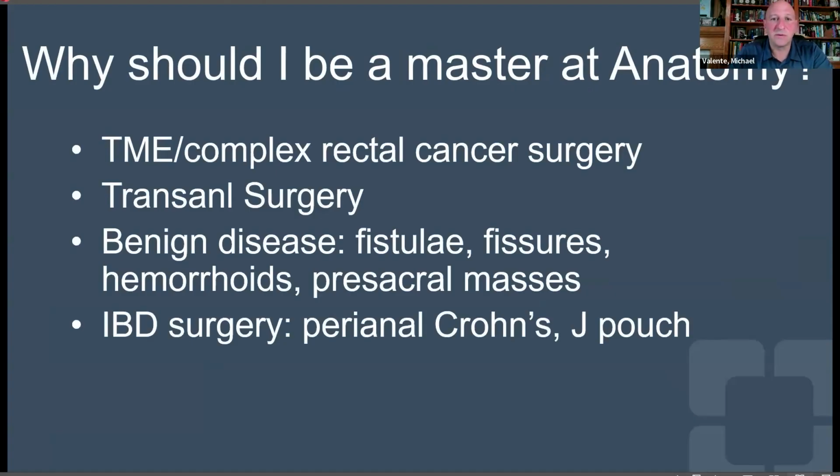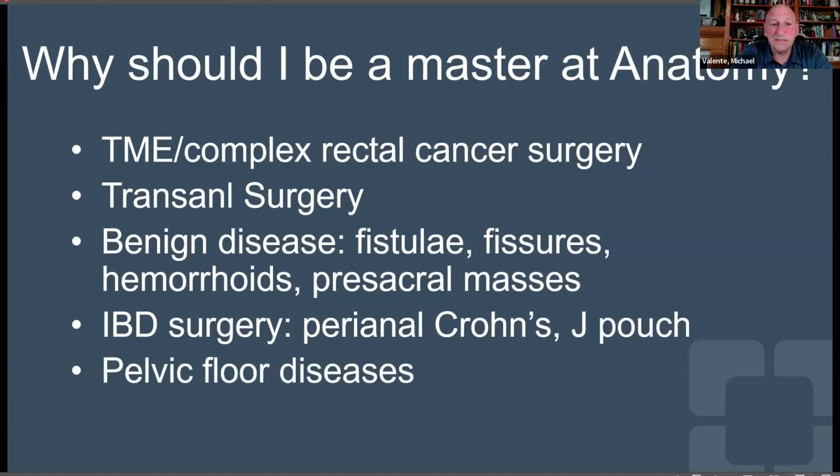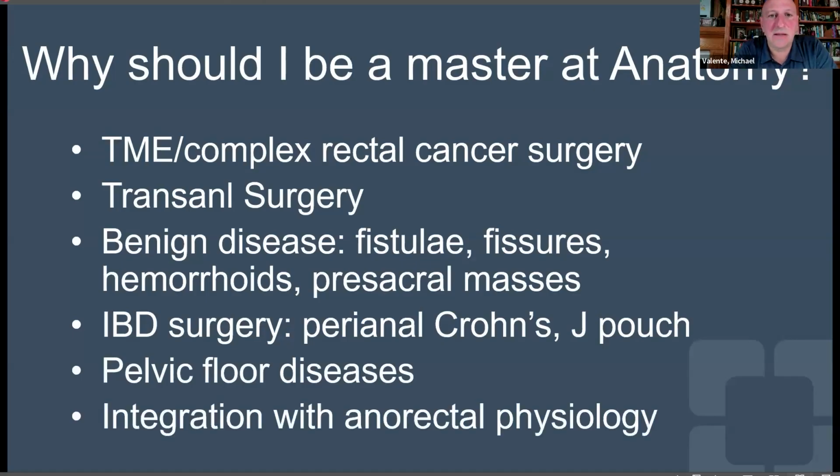When you're making a J pouch for ulcerative colitis, understanding what the anal transitional zone is and knowing how to make a coloanal or ileoanal anastomosis. Pelvic floor diseases are an integral part of what we do as well. And all of this is integrated with the physiology of normal defecation, the physiology of how we move our pelvic floor, how we move our bowels. So we'll talk about that today.